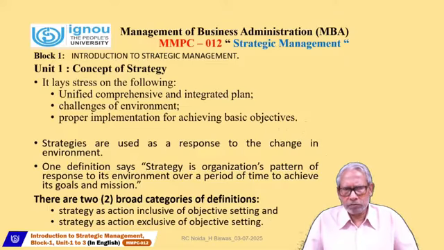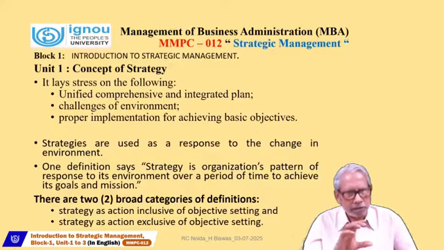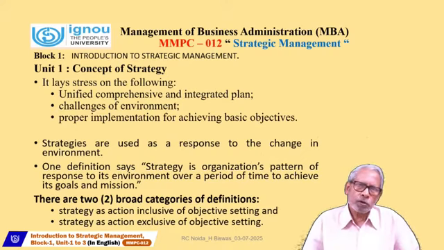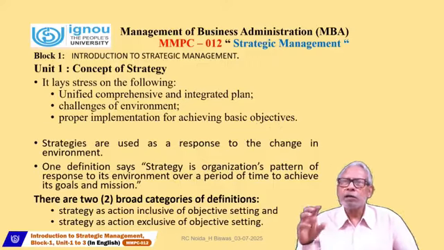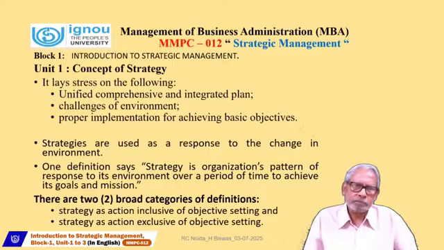Another definition is: strategy is an organization's pattern of response to its environment over a period of time to achieve its goals and missions. So various ways it has been given. Ultimately, what is the gist of these things? The main thing is that strategy is a set of plans to achieve the desired objectives of the company. That's the main thing.